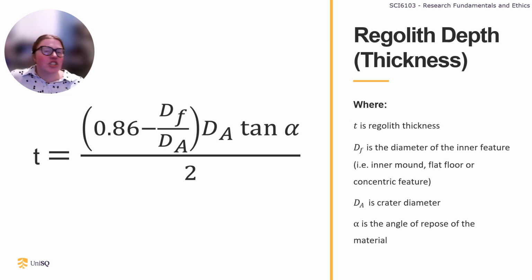Now, this equation is not a one-size-fits-all solution. The equation best predicts regolith depth for craters where the diameter of the inner feature over the diameter of the crater is between 0.2 and 0.7.